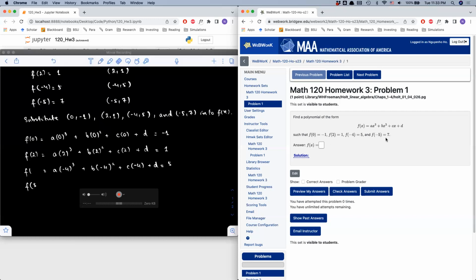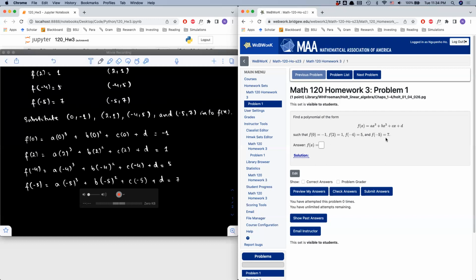This is f of -4 for the third equation and f of -5 for the fourth equation. So this gives me a times -5 cubed plus b times -5 squared plus c times -5 plus d equal to 7. So that's the setup for the system of 4 linear equations.